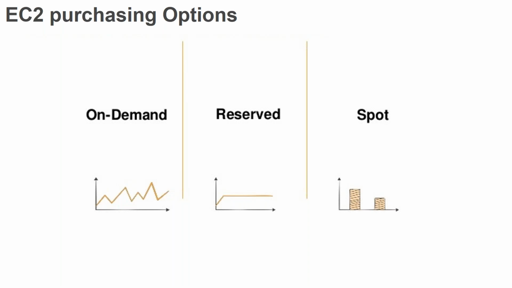Now, the other beauty is you can also mix and match these pricing models. For your steady state, whatever bare minimum, you can run it in the reserved model. Any additional capacity, you can bring in on demand or on spot, and run in an optimized fashion on AWS.